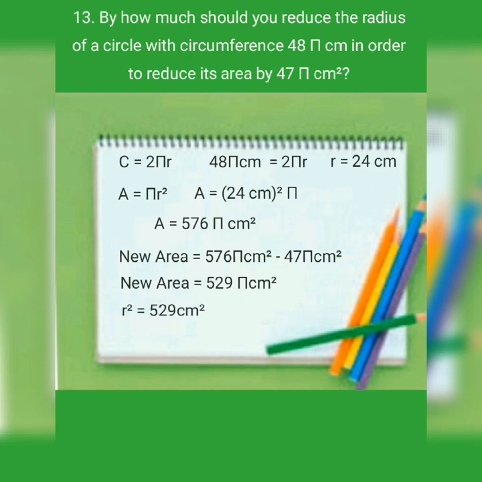Its radius is equal to 23. 24 centimeters minus 23 centimeters is equal to 1 centimeter. Therefore, we need to reduce the radius by 1 centimeter in order to reduce its area by 47 pi square centimeters.